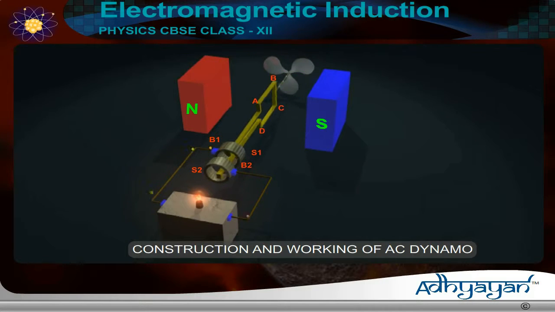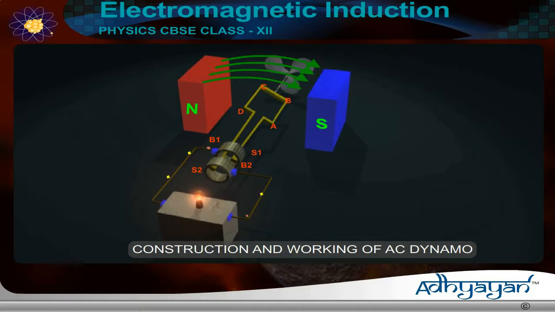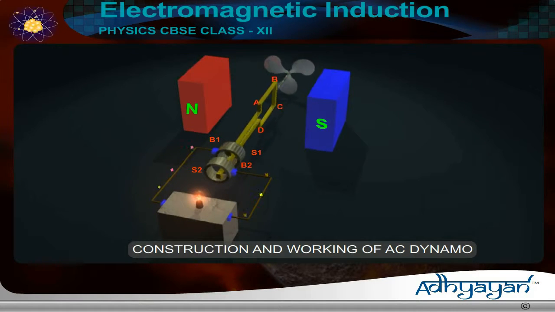The magnitude of induced EMF becomes maximum when the magnetic flux linked with the coil reduces to 0 from its maximum value. This happens when the plane of the coil comes in the direction of the magnetic field from its normal position.